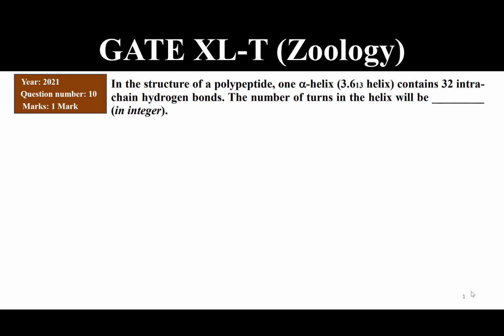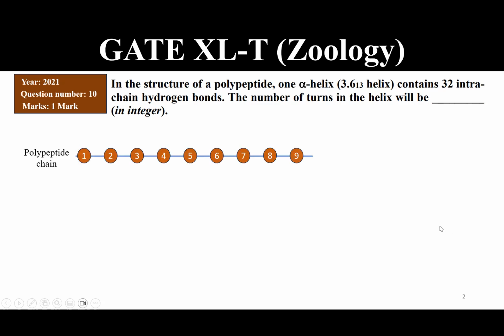The structure of a polypeptide: one alpha helix contains 32 intra-chain hydrogen bonds. What will be the number of turns in the helix? So imagine this to be the polypeptide chain in the question. Now we will look into the hydrogen bonds on this polypeptide chain.